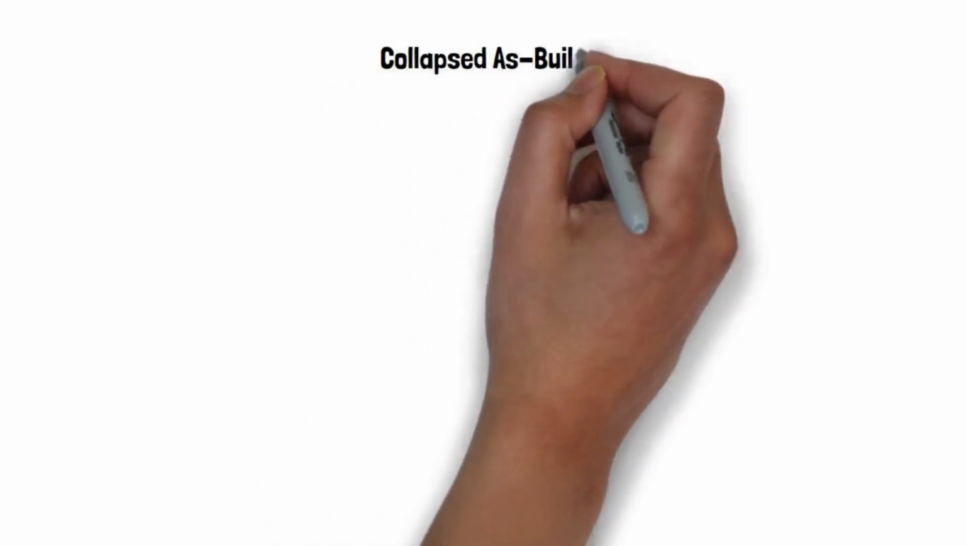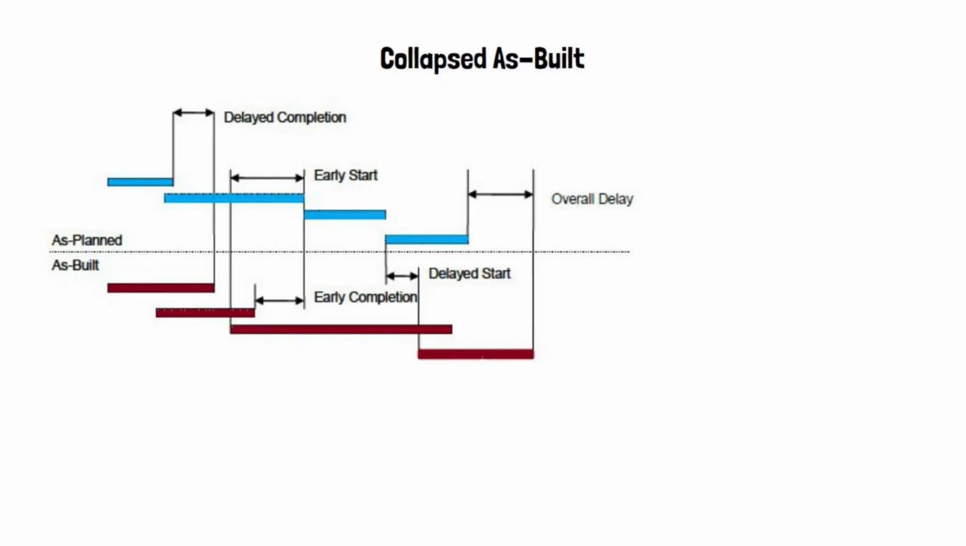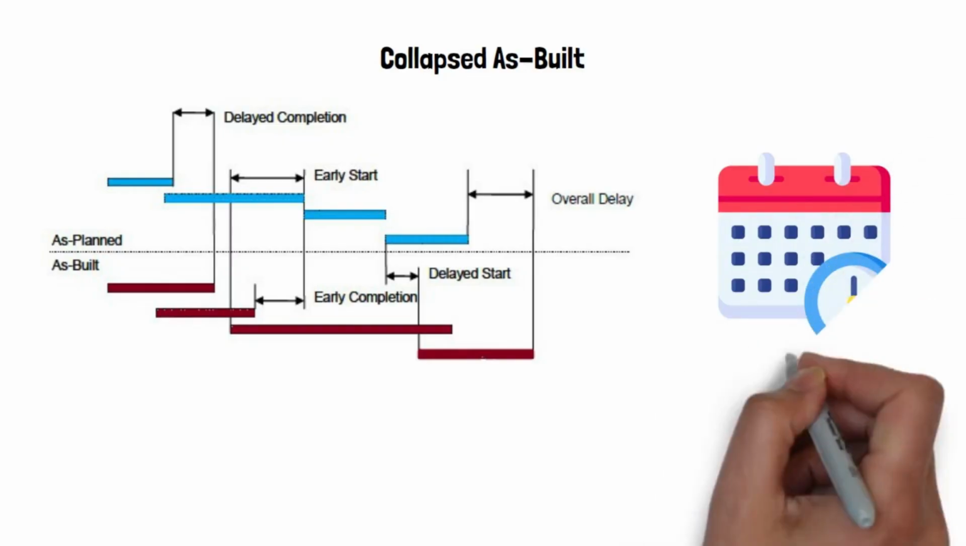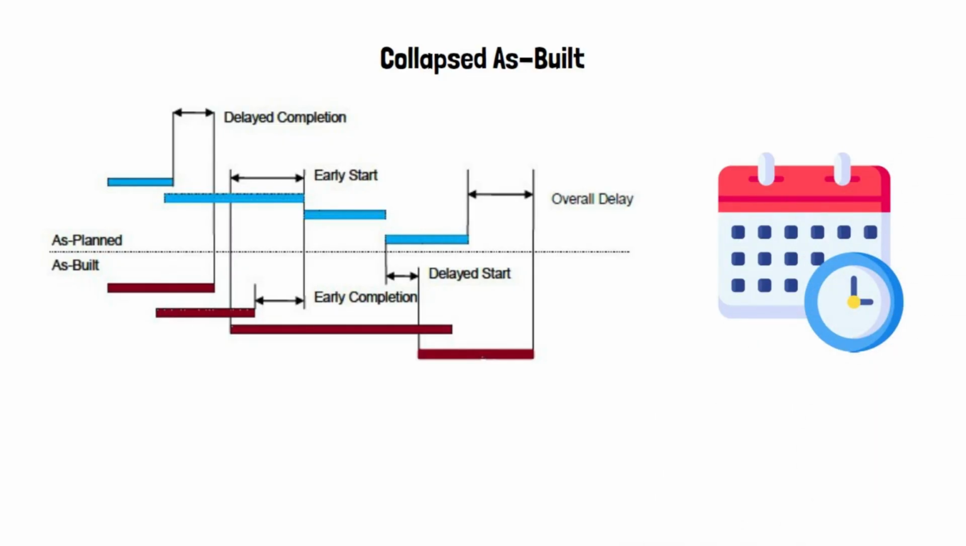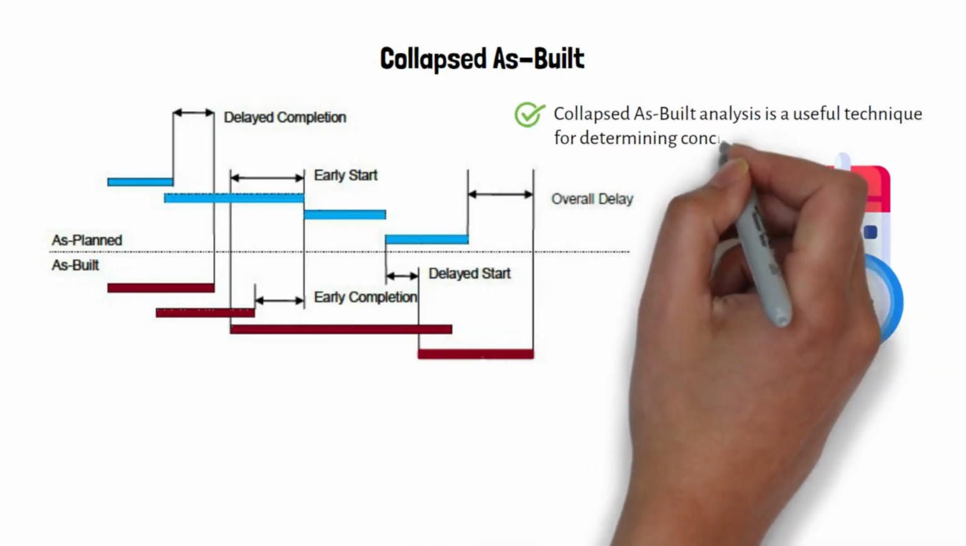Collapsed as-built. In this method, the expert uses the actual as-built schedule and takes out the duration of all the delays attributable to the contractor. The as-built critical path is determined by analyzing the activities of this revised schedule. Collapsed as-built analysis is a useful technique for determining concurrent delays.